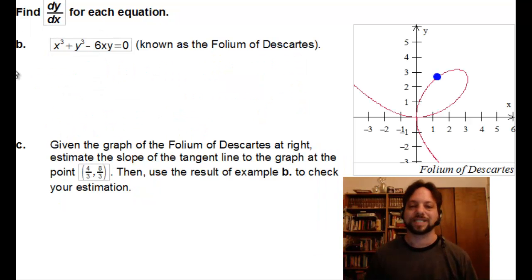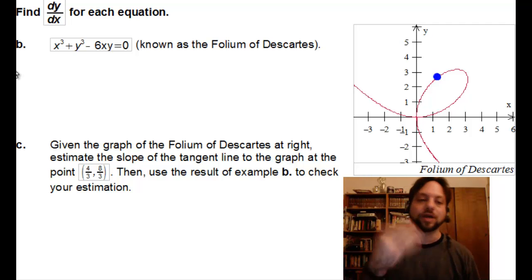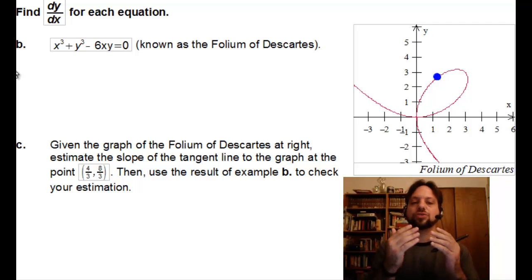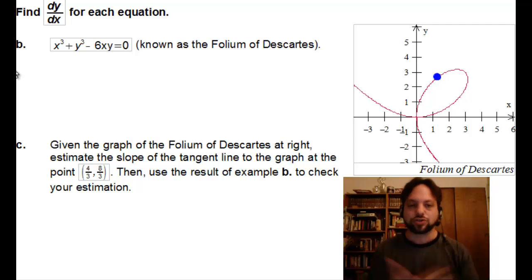So before we get into examples B and C, which both deal with the Folium of Descartes, I want you to try something real quick. Take a look at your notes. You'll have a graph, the same graph that we have right here, with a blue dot on it. Now what I want you to do is to guesstimate or try to figure out what the slope of the tangent line is to this graph at that point.